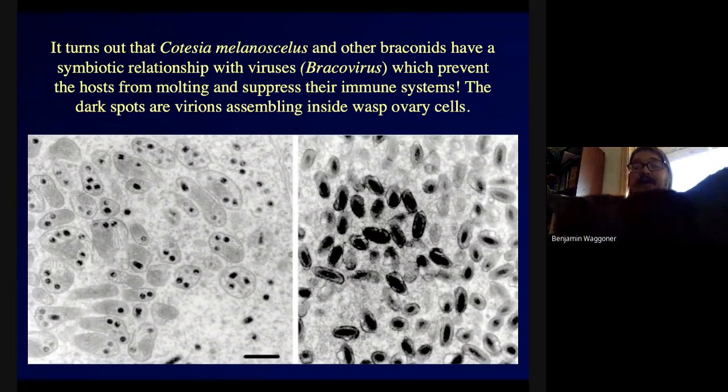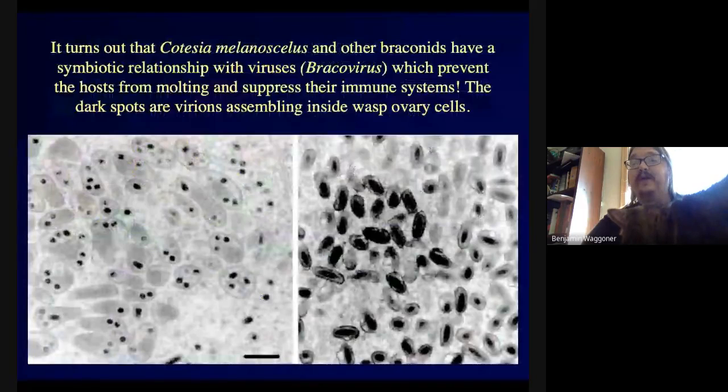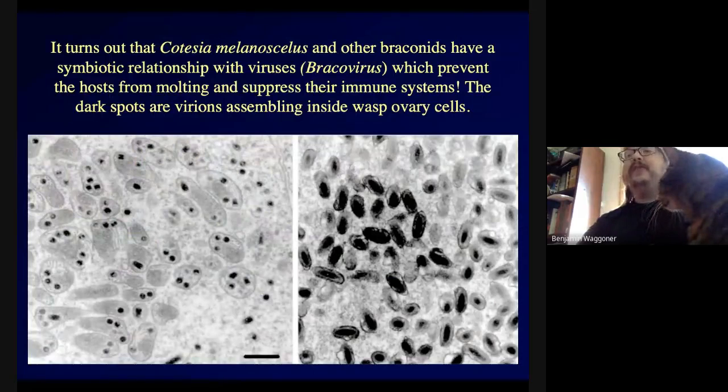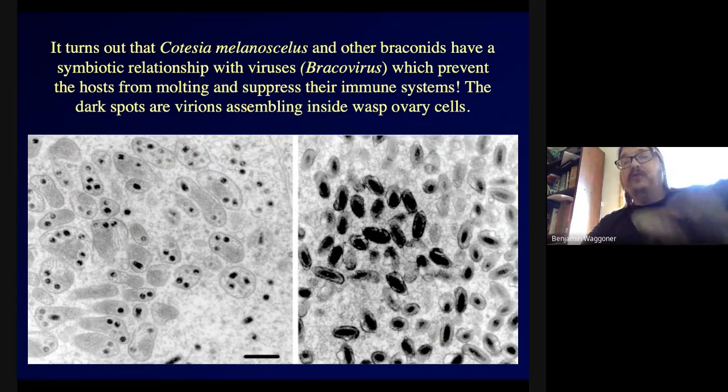These are electron micrographs of wasp ovary cells. And that's Cotesia melanoscela virus on the left, and then a different species on the right. And on the left, you see all those dark spots. Those are actual virus particles that are assembling inside specialized cells in the wasp ovary that make up a structure called the calyx.